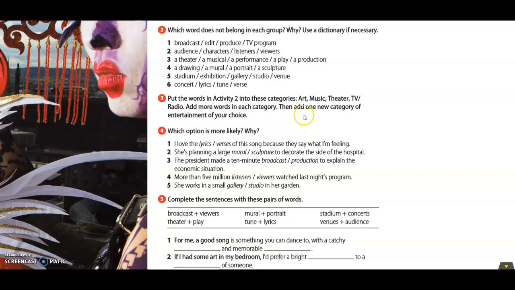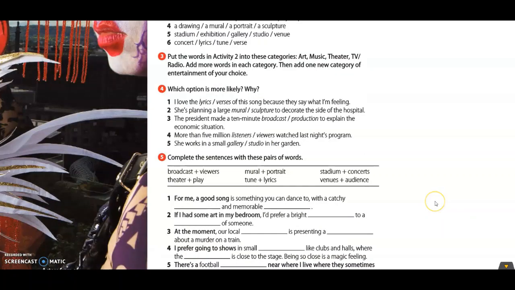Which option is more likely and why? So we have five sentences, and the first one says, I love the lyrics or verses of this song because they say what I'm feeling. What is a lyric and what is a verse? So we have to choose either lyrics or verses. Okay, so we're gonna go and read the following exercises, and then you guys will choose the correct one.